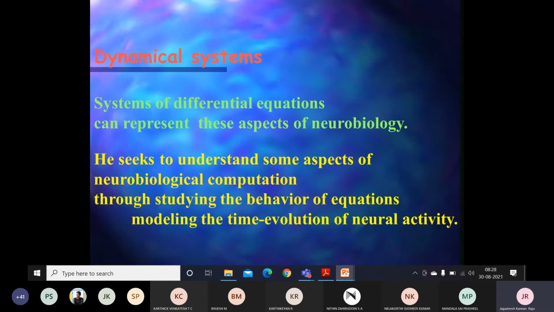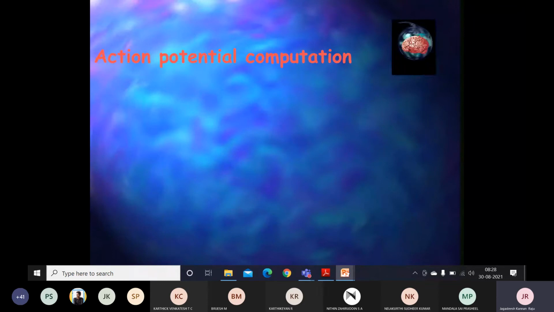So he seeks to understand some aspects of neurobiological computation through studying the behavior of equations modeling the time evolution of neural activity. The differential equations can also be used to represent the changes in the behavior of neural activities, and that may be considered as neurobiological computation.